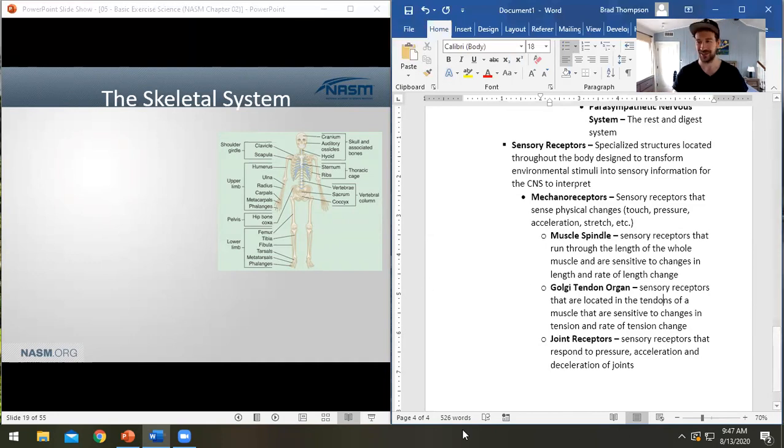Because they should be allowed to live in that awesome fantasy. But yeah, that's kind of what we see there. Any questions about the nervous system before we move to the skeletal system here? No, I think we're all right. Alrighty.